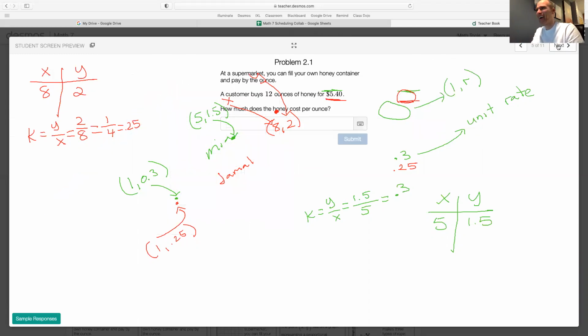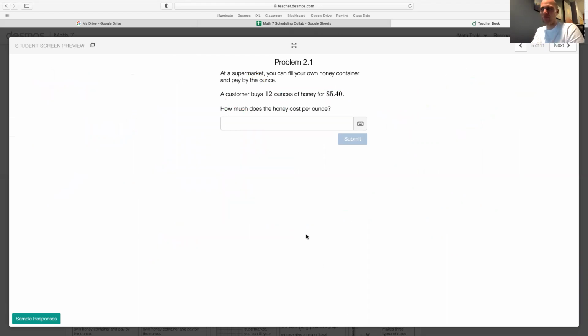Now I'm going to clear all this stuff off the screen because we have a new problem here. It says that at a supermarket, you can fill your own honey container and pay by the ounce. If you buy 12 ounces of honey, you pay $5.40. How much does the honey cost per ounce? What we're trying to calculate here, the magic words I care about the most, is cost per ounce.